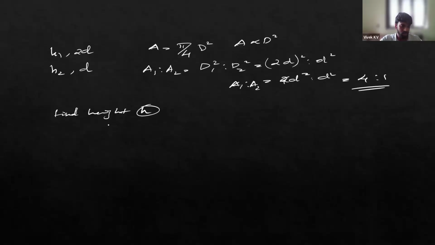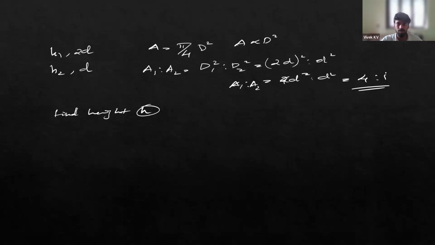Okay. The final height is h. What is the total volume? We know that the ratios of area should be equal. The total volume remains the same. We are not considering any loss of volume, right? Initial volume will be equal to the total volume.